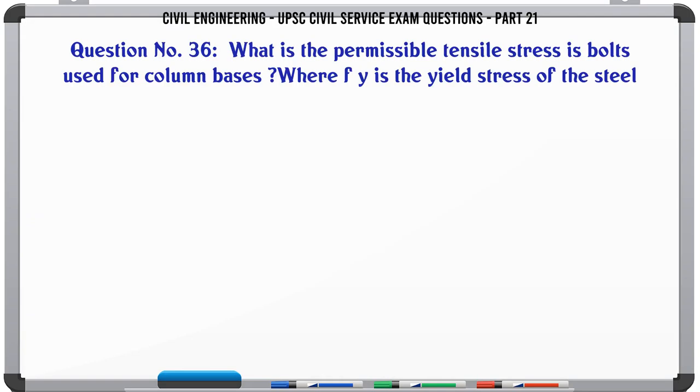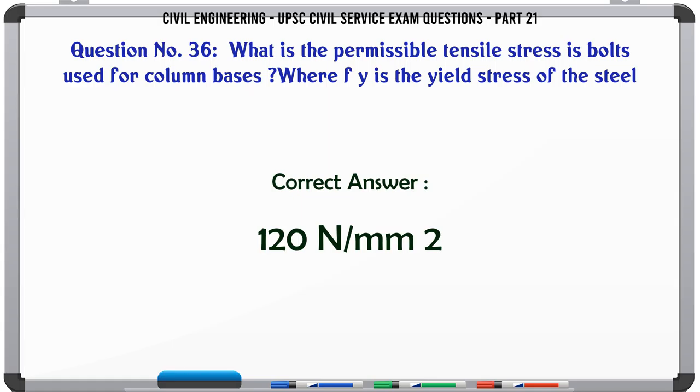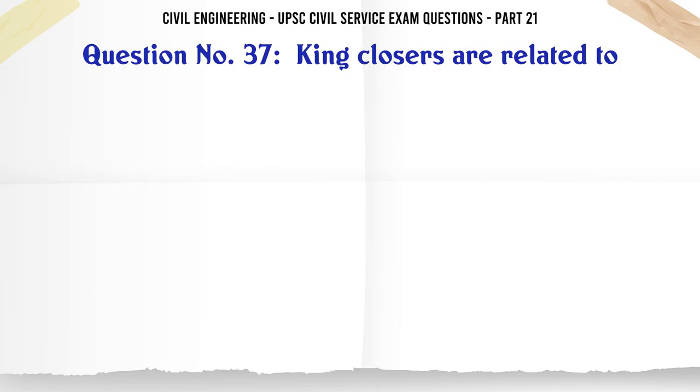What is the permissible tensile stress in bolts used for column bases, where Fy is the yield stress of the steel? A. 120 N/mm². B. 150 N/mm². C. 0.6 Fy. D. 0.4 Fy. The correct answer is 120 N/mm².